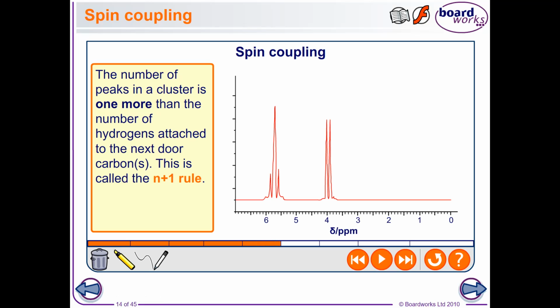So in this particular one here, those have been split into 2. That means there was 1 hydrogen next door. This peak here has been split into 3. That means there were 2 hydrogens next door. Okay, next door means on the carbon next to them.